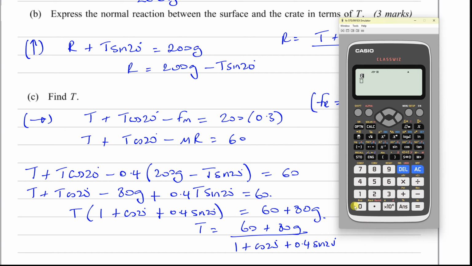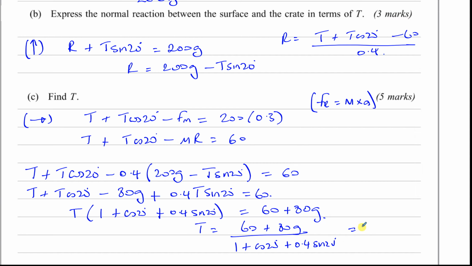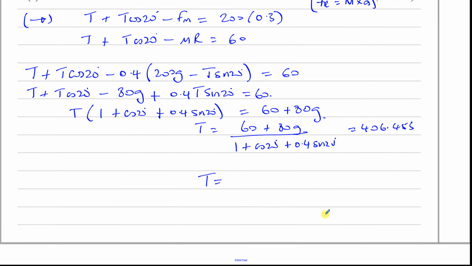So we're going to put a fraction, 60 plus 80 times, I think they use 9.8 in AQA, 9.8 for g, over 1 plus cosine of 20 plus 0.4 sine of 20, equals 406.453. And of course the convention is to round to 3 SF, so 406 newtons.